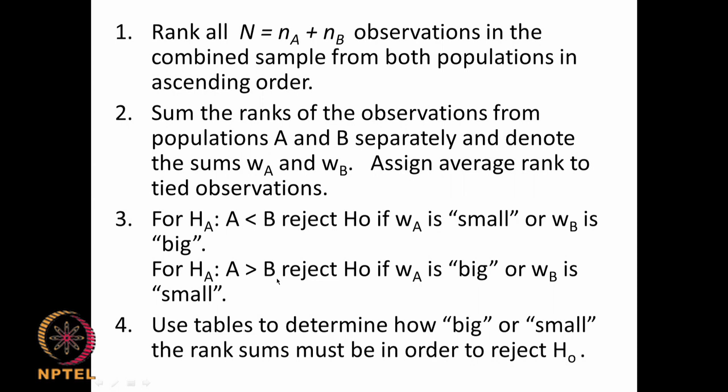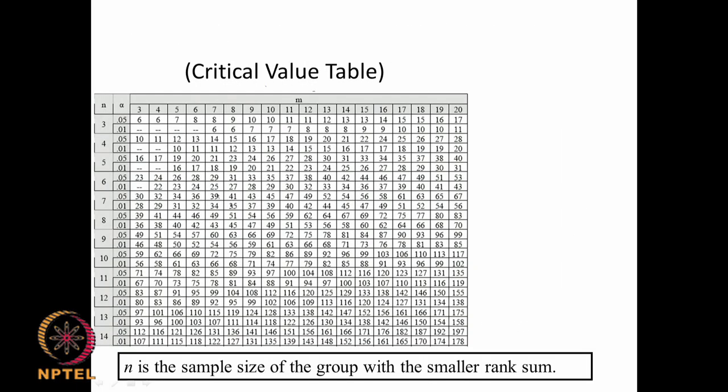So, you understand this, and then there is a table for this, there is a table also for ranks, and then we can reject the null hypothesis or accept the null hypothesis based on the statistics and the table comparison, just like the normal parametric test. Let us look at a problem, and before going to that, this is the table. As you can see, N is the sample size of the group with the smaller rank sum, and here you have the 2 alphas, the 0.05 probability and 0.01 probability.